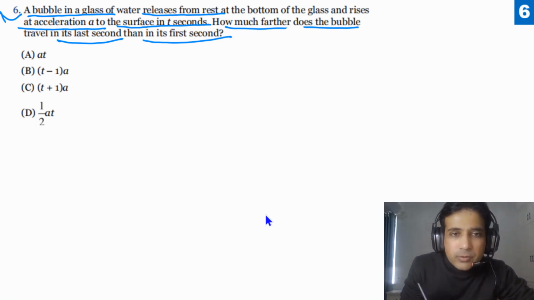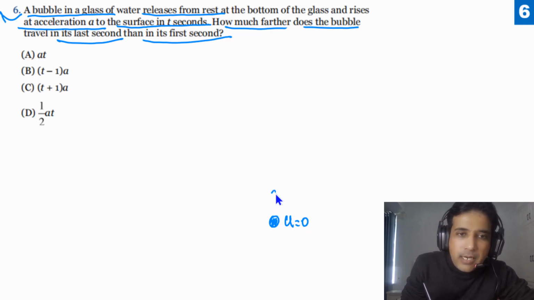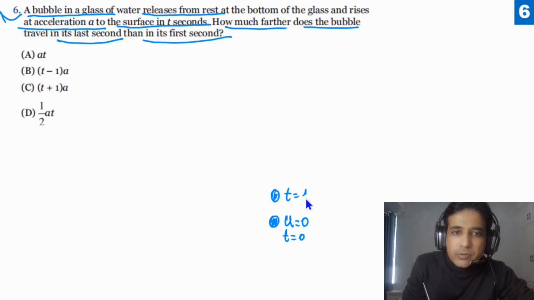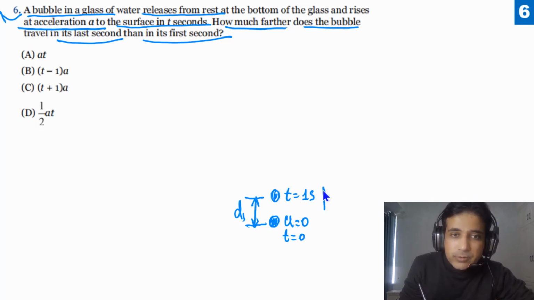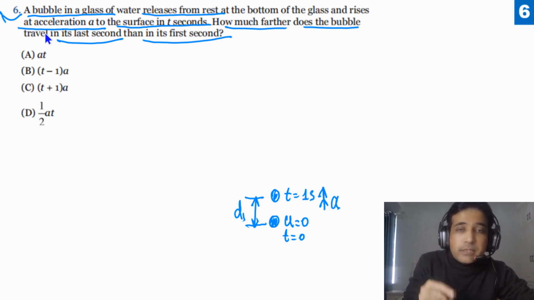The best way is to sketch. We can imagine that the bubble is here at the bottom of the water, and at this point the velocity of the bubble is 0. It started from rest, and imagine that after 1 second, this bubble is at this point. So here we have time t equal to 0, and here we have time equal to 1 second. Imagine that this distance traveled by the bubble is d1, and the acceleration of the bubble is given, that is constant. So we can draw this arrow here and say a is the acceleration, and the acceleration is constant.